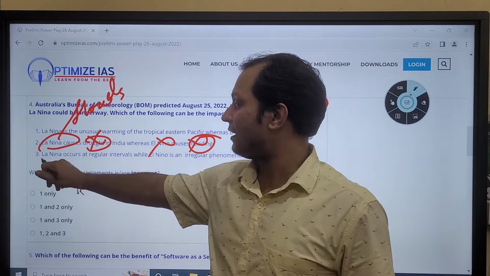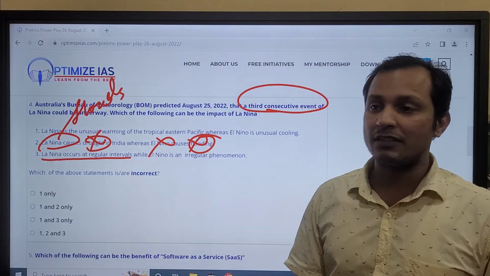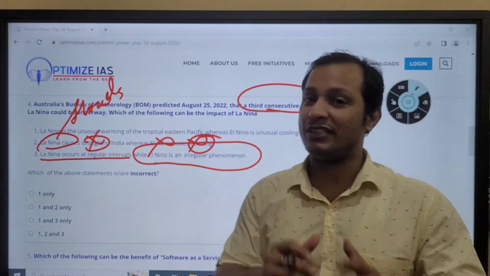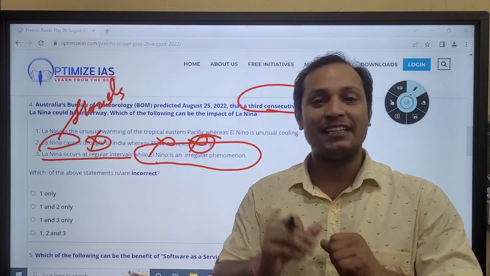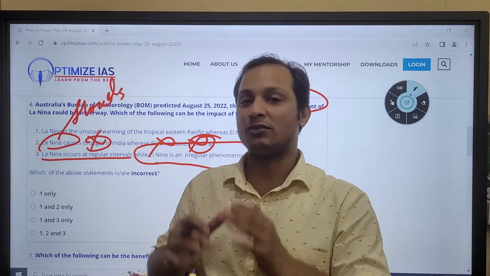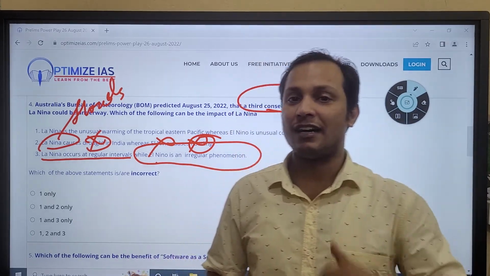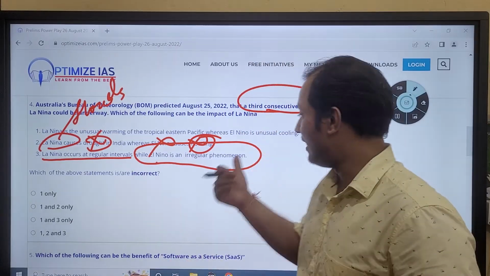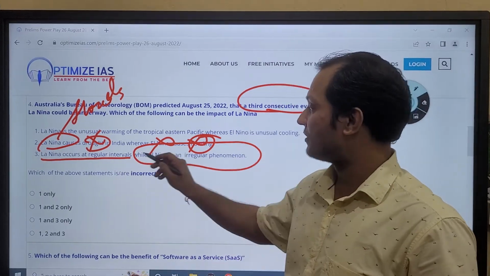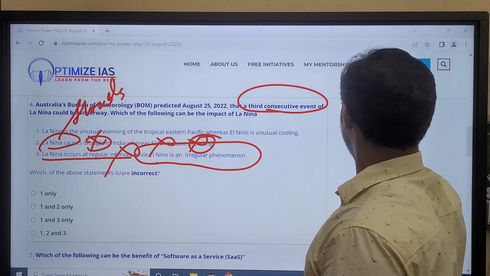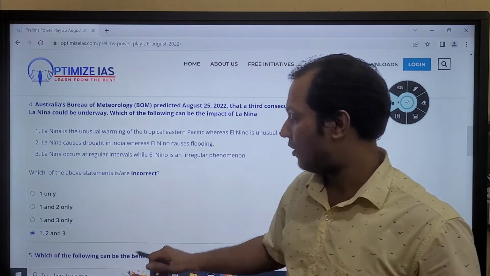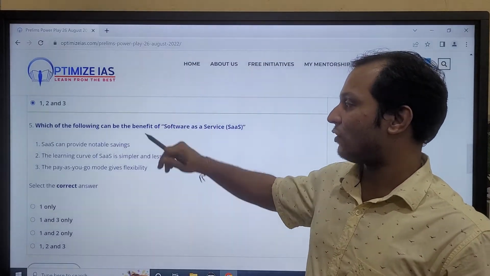The third statement says that La Nina occurs at regular intervals, whereas El Nino in irregular intervals. Guys, as I told you in the beginning only, El Nino and La Nina both are the opposite phases of ENSO. So how can it be possible that La Nina is regular and El Nino is irregular? It cannot happen. Both are irregular or both are regular. Okay, therefore this also can be eliminated. So the answer, my friend, is all three are incorrect. Let us solve the last question.